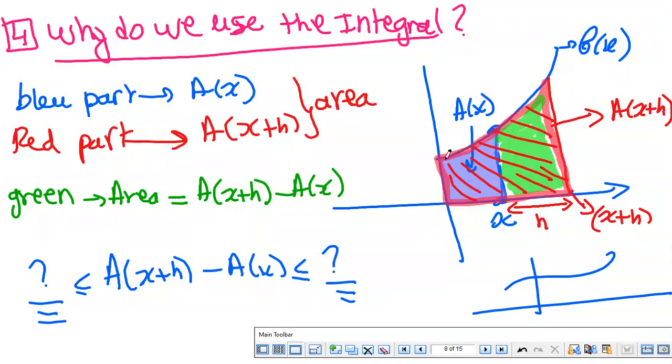I will name the area of the blue part here A(x), and the area of all this one here, the red part, is A(x plus h). How are you going to find the area of the green part? It's the subtraction of the two areas: the area of the big part minus the blue part. And I'm going to try to bound the value of A(x plus h) minus A(x) between two functions.